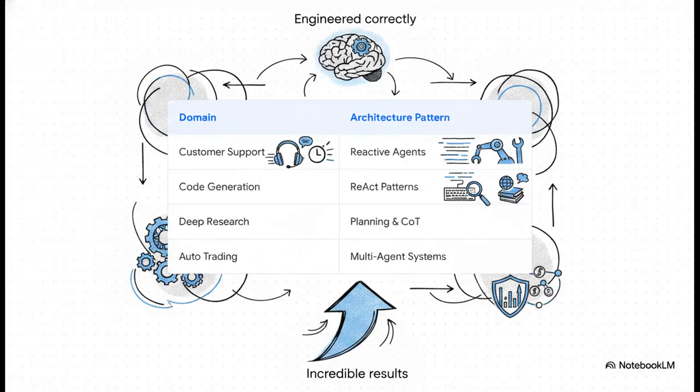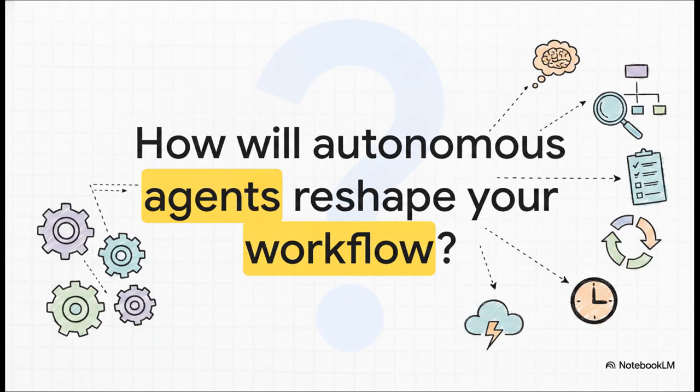But when these are engineered correctly, the results are absolutely incredible. These are not just hypothetical concepts. They are production-ready blueprints being used right now. For customer support, companies are deploying ReAct agents for high-speed, real-time help. In code generation, tools like GitHub Copilot are using ReAct patterns to reason through and write code. For deep research, planning and chain of thought are crucial for synthesizing massive reports. And in the crazy, high-stakes world of autonomous trading, we're seeing multi-agent systems working together to analyze the market and execute complex trades.